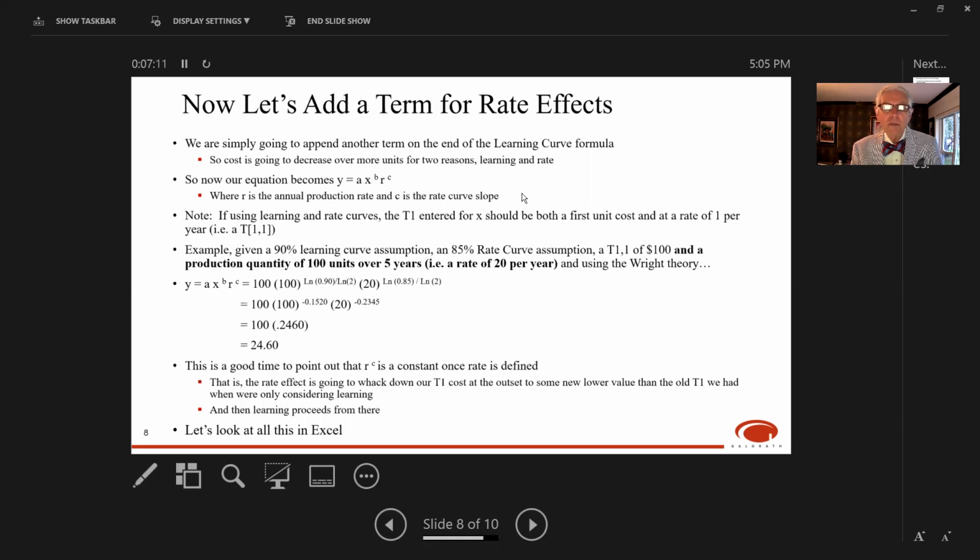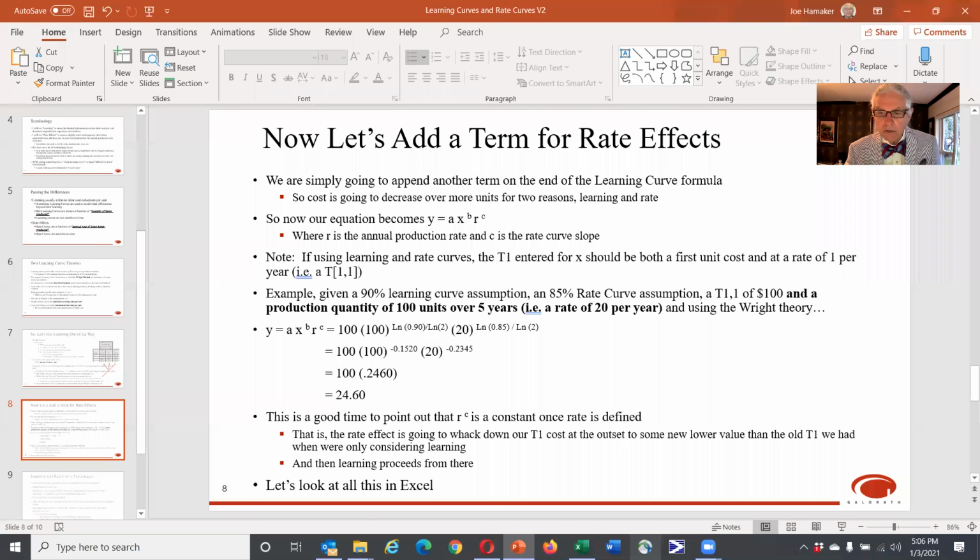So this is a good time to point out that R to the C is really a constant term once rate is defined. In other words, the rate effect is going to knock down our T1 cost right at the outset to some lower value than the old first unit cost we had when we were looking at learning only. And then learning proceeds from there. So let's look at all this in Excel.